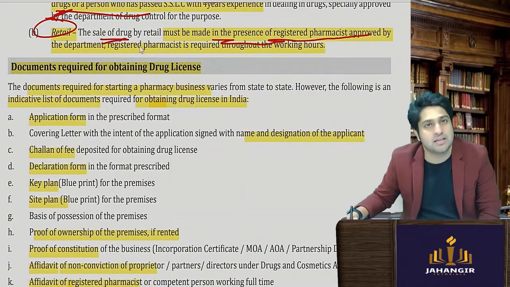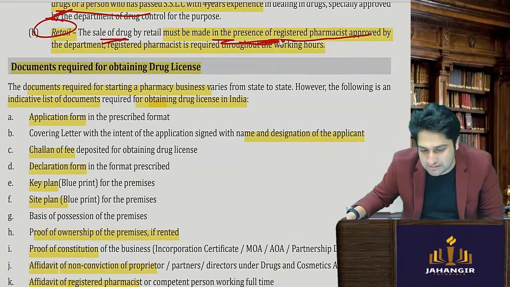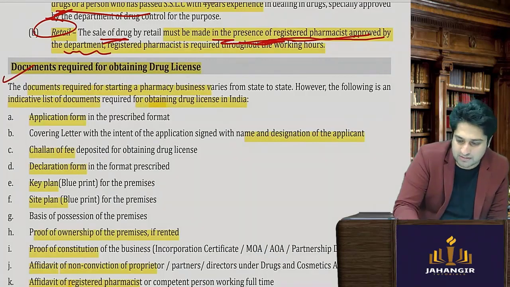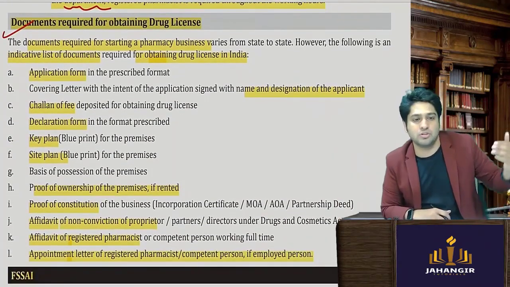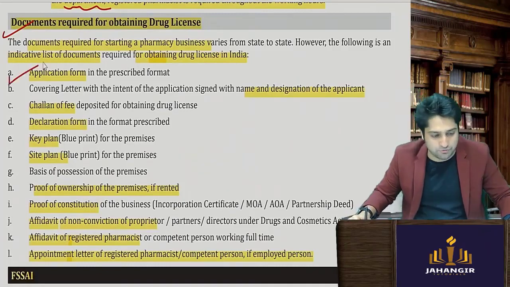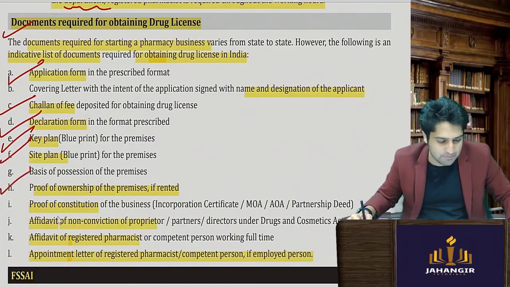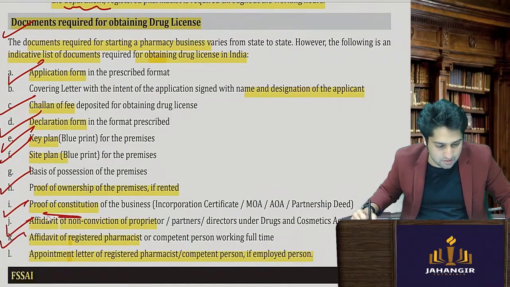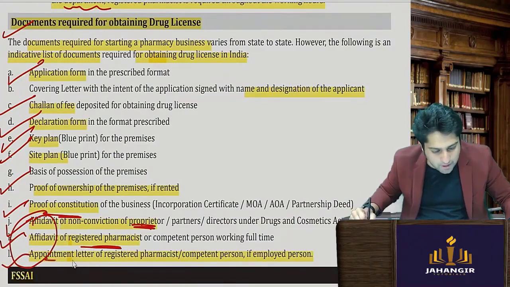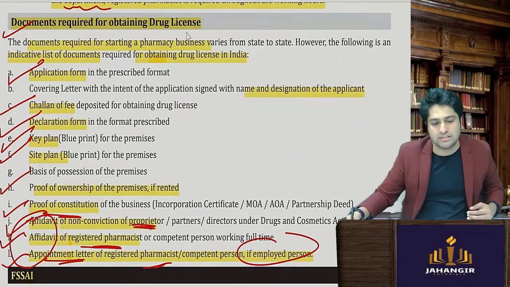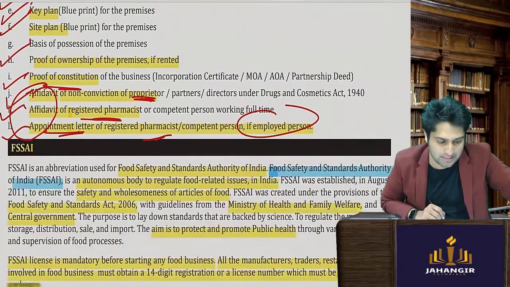So the sale of drugs in retail category must be made in the presence of a registered pharmacist approved by the department. Now coming to the documents, very simple. If I'm giving for documents, what all is required? So application form along with the fees, a declaration, plan, key plan, site plan, all these plans are there. Affidavit, proof of constitution, affidavit of the pharmacist, affidavit of the owner, and appointment letter of the pharmacist in case you are employing a pharmacist, a letter. So all these are documents required to set up a drug license.